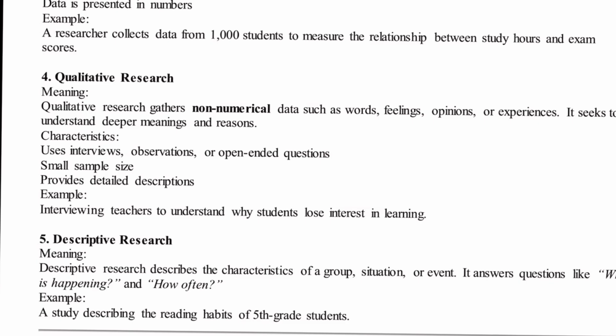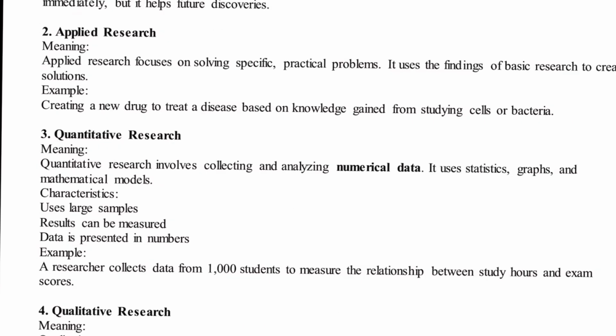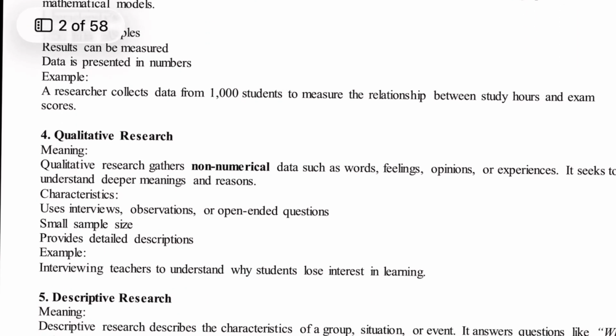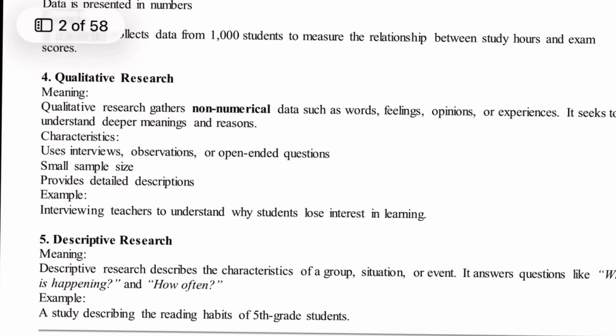Third type is quantitative research. Quantitative research involves collecting and analyzing numerical data. It uses statistics, graphs, and mathematical models. Characteristics: it uses a large sample, results can be measured, and data is presented in numbers. Example, a researcher collects data from 1000 students to measure the relationship between study hours and exam scores. This is a type of quantitative research.